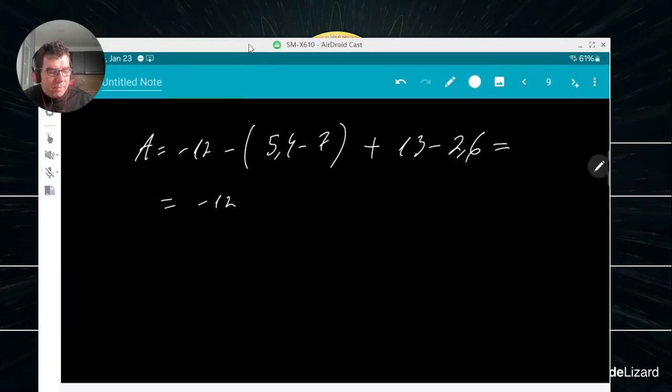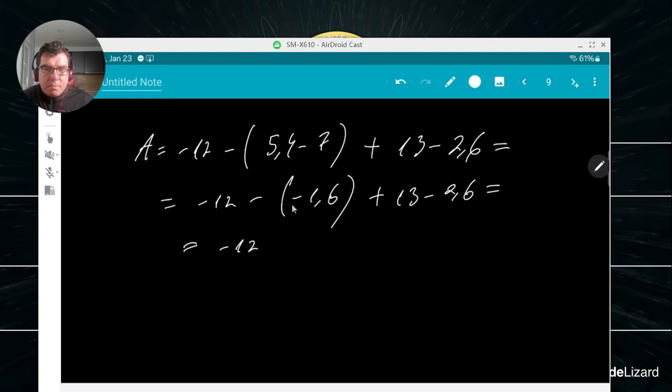minus 12. Now let's calculate in the bracket. If I gain $5.40 but I lose $7, what is the net result? The net result is that I've lost 1.6. So minus 1.6 plus 13 minus 2.6 minus 12. Minus is the opposite of minus 1.6, which is a plus 1.6.